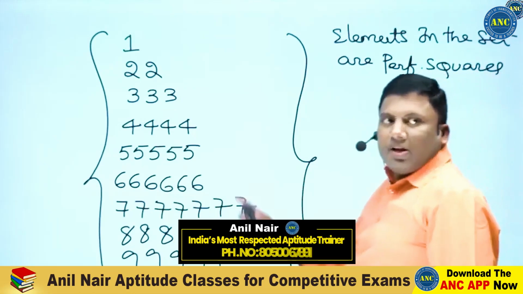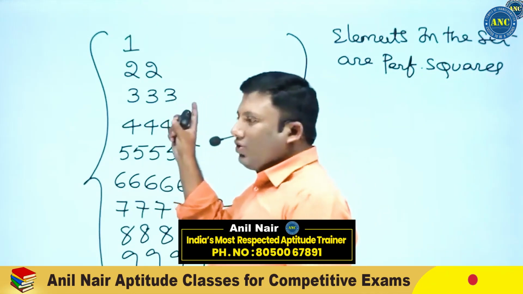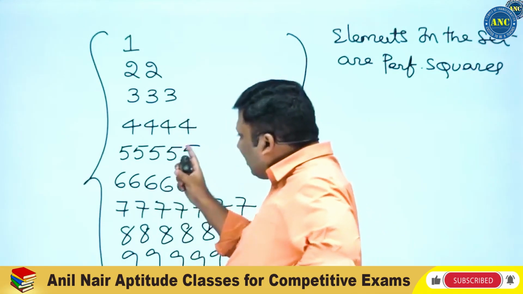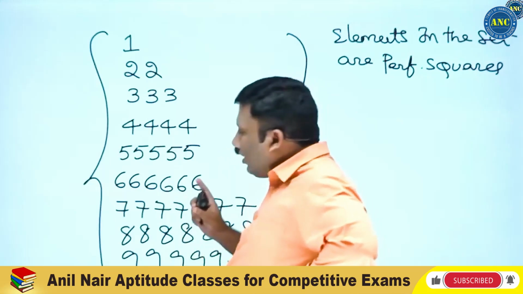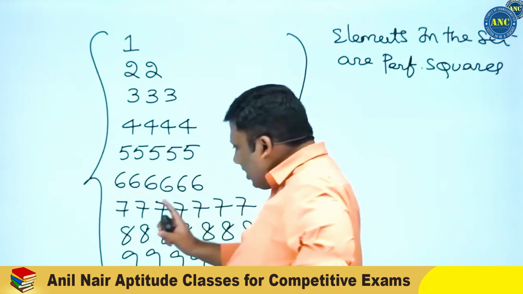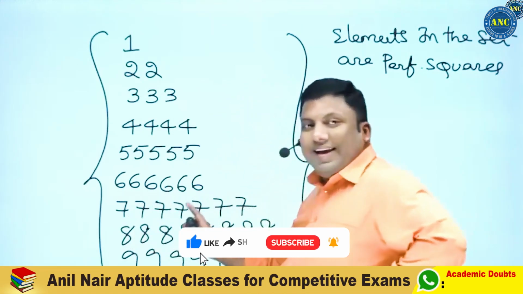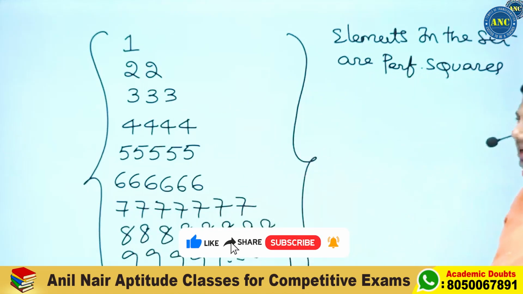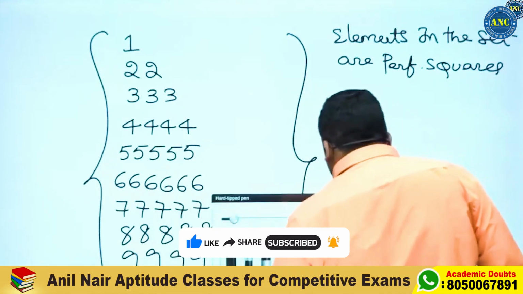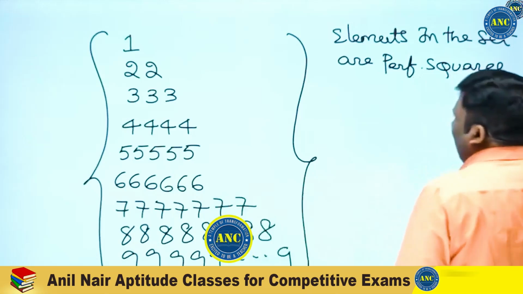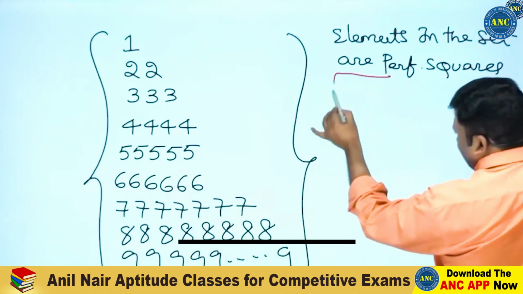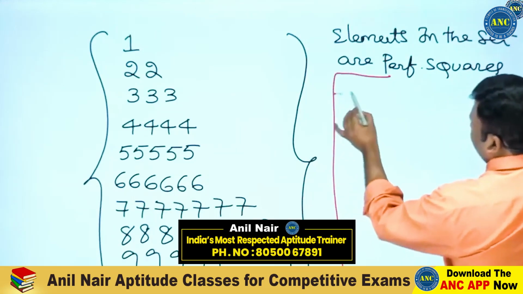This is the question. 1 is written once, 2 is written twice, 3 is written thrice, 4 is written 4 times, 5 is written 5 times, 6 is written 6 times, 7 is written 7 times, 8 is written 8 times, 9 is written 9 times. Each and every digit is written that many number of times. Which elements in the set are perfect squares? Very, very good question. Once we understand all the properties, one by one we will do.